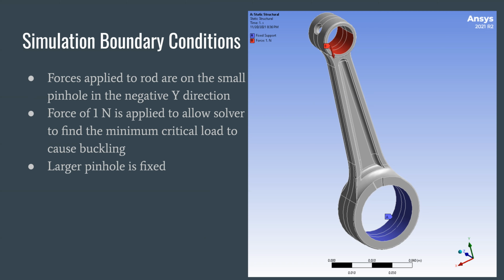And this boundary condition will be used, and it will allow the solver to find the minimum critical load that will cause the buckling of the connecting rod.